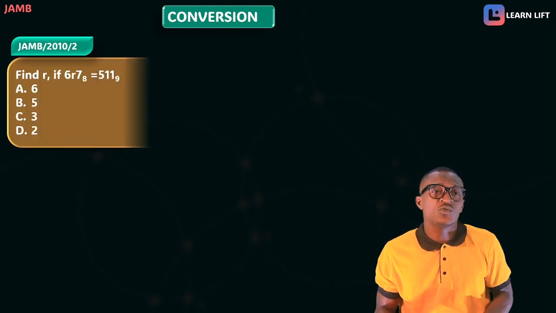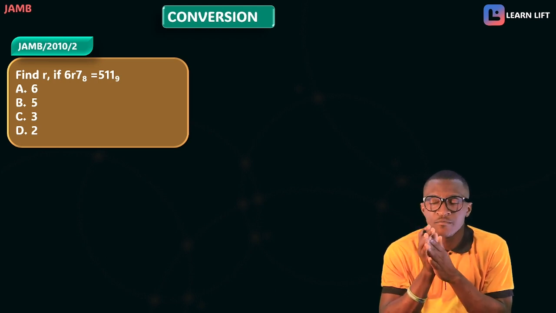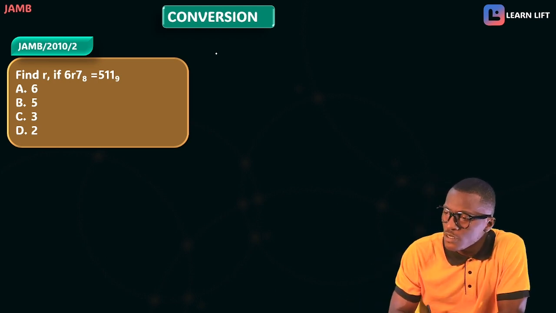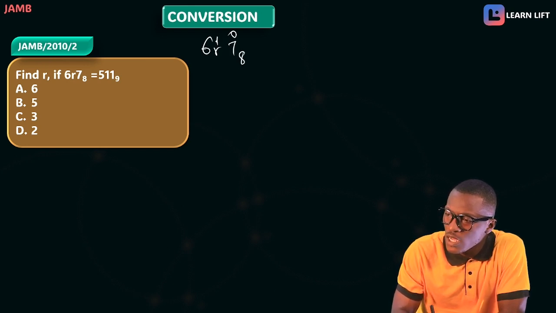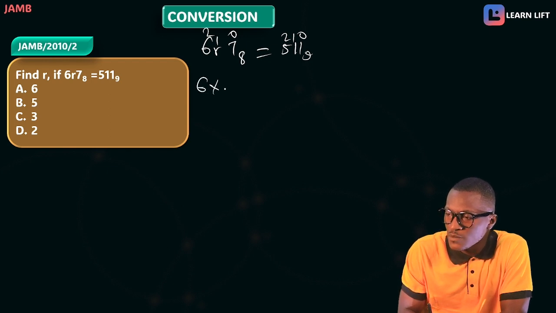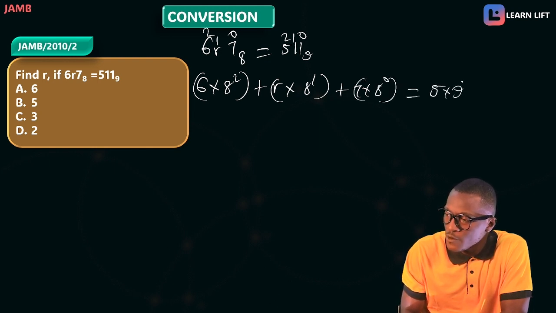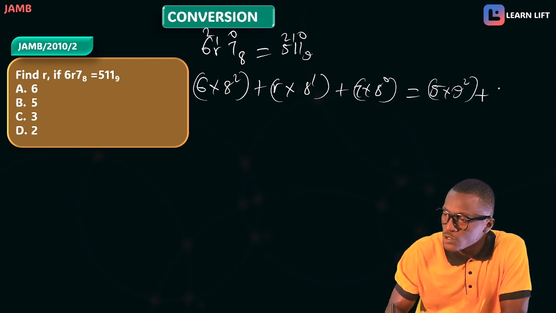JAMB 2010 question 2. The question says find R if 6R7 base 8 is equal to 511 base 9. Let's be very fast. The positions are 0, 1, 2. So this now becomes 6 times 8 squared plus R times 8 raised to power 1 plus 7 times 8 raised to power 0 is equal to 5 times 9 raised to power 2 plus 1 times 9 raised to power 1 plus 1 times 9 raised to power 0.